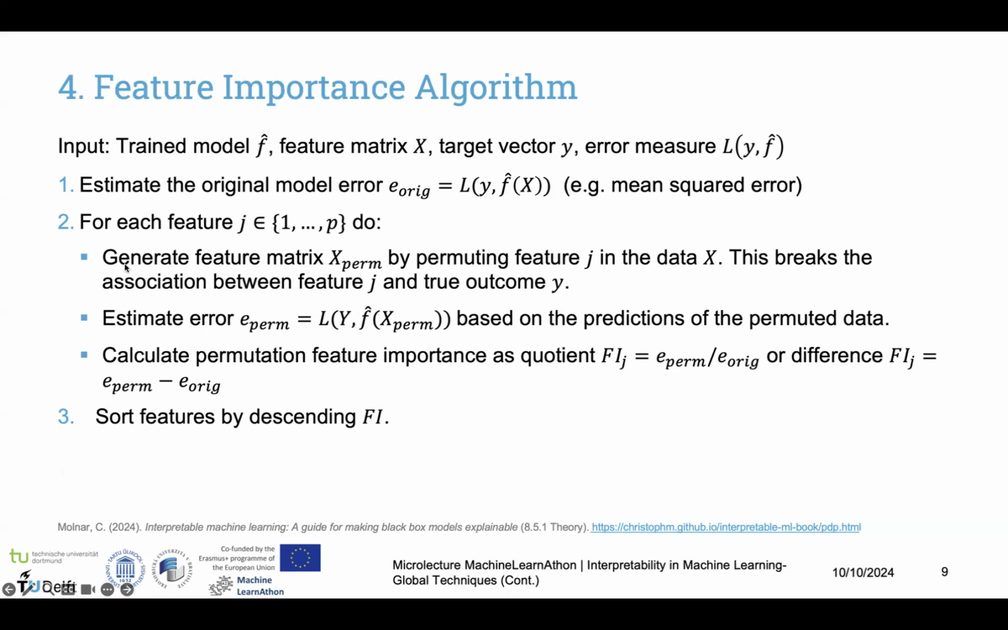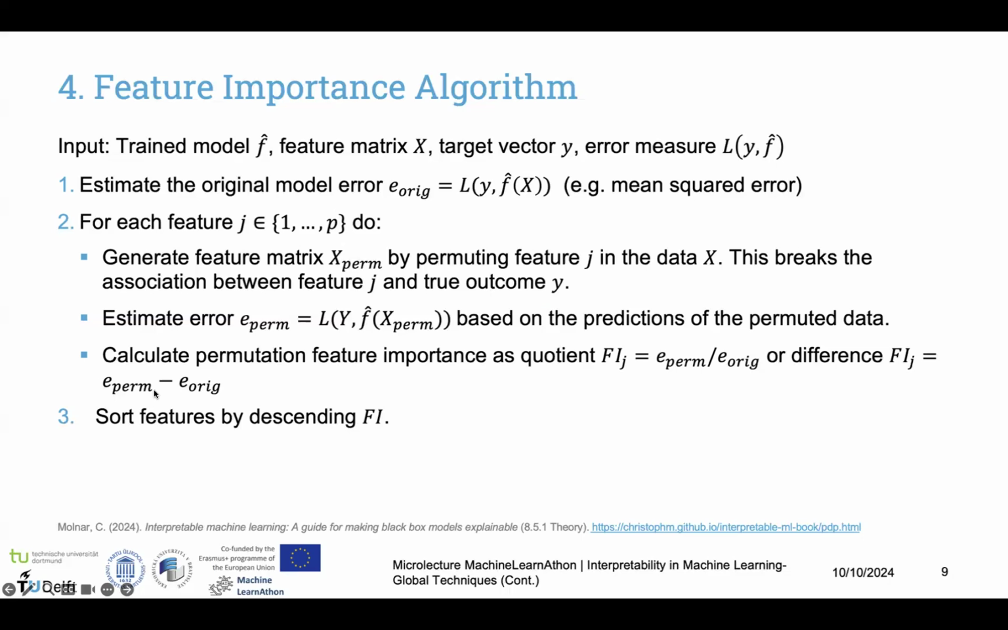So the first thing is that we generate a feature matrix X perm by permuting the feature J in the data X. This breaks the association between feature J and the true outcome Y. And then for each of the instances that we generate in matrix X, we calculate the loss, E perm, for each instance, based on the predictions we got from the black box model. And then we calculate the difference in the error between the first one, E original, and E perm that we calculated from the previous steps.